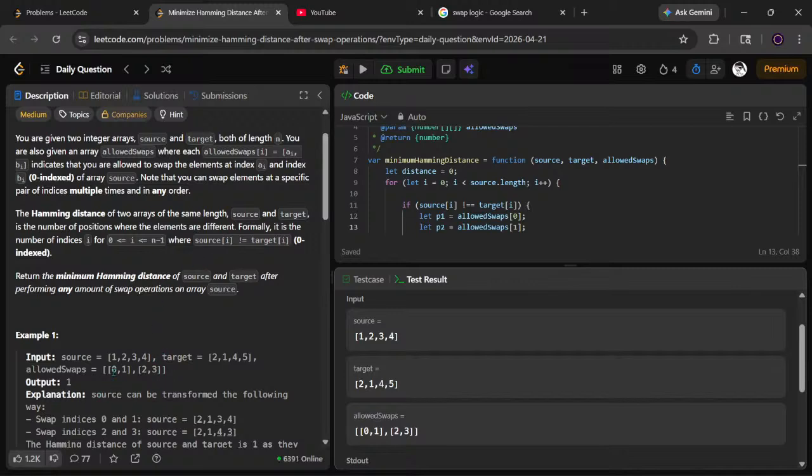Are they given allowed indices? Do I really need to see the allowed indices, or do I just need to compare this value and swap, bro? Why am I even looking at the allowed indices? Let's imagine that I have 2, 0 and 1, and 2 and 3, 0, 1, 3.